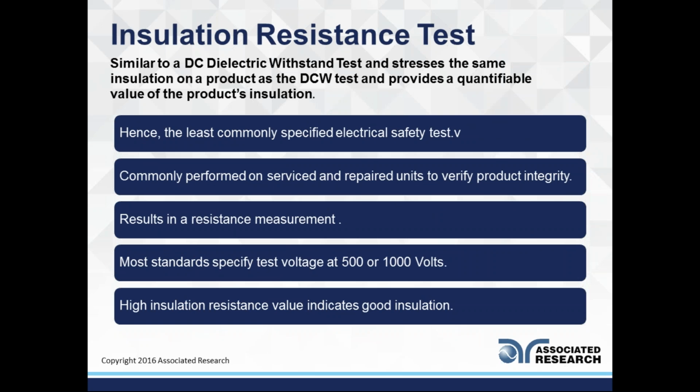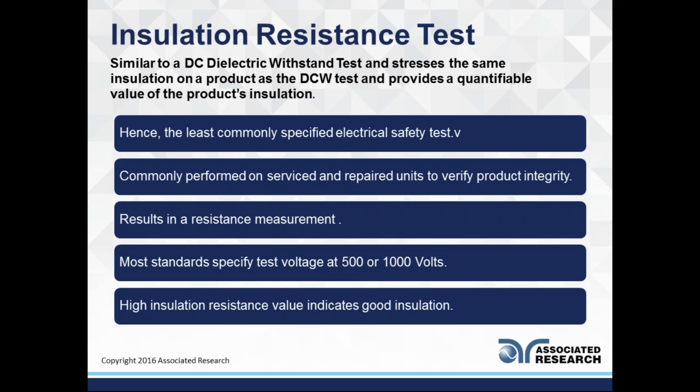Let's move to our IR test. Again, I'll move a little bit quicker to get through these because I know you've attended some webinars discussing them. It's very similar to your DC dielectric withstand test. The only difference is that now your result is in resistance. I'm no longer telling you how much current is leaking through your insulation. I'm now telling you the specific value of your insulation's resistance. Is it 10 megaohms, 5 megaohms? That's the difference between your DCW, DC withstand test, and your IR, insulation resistance test.